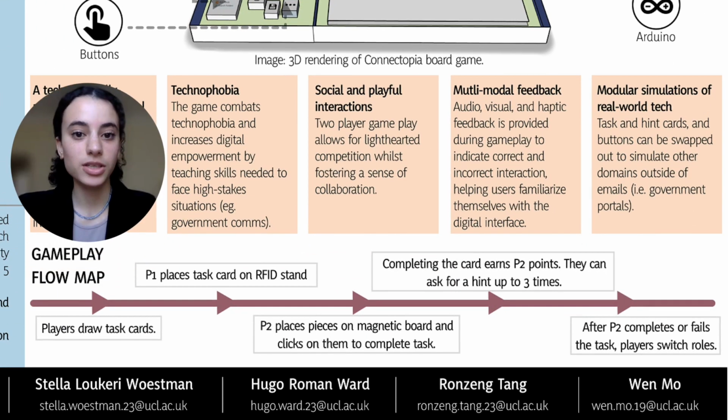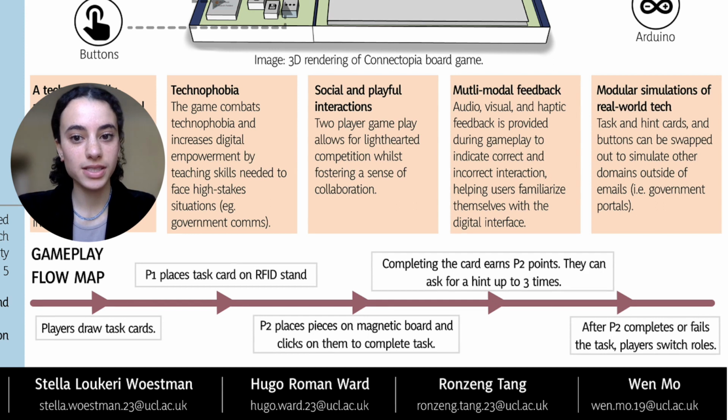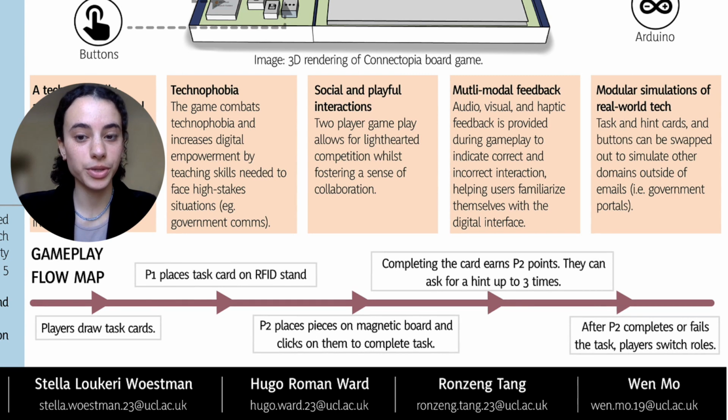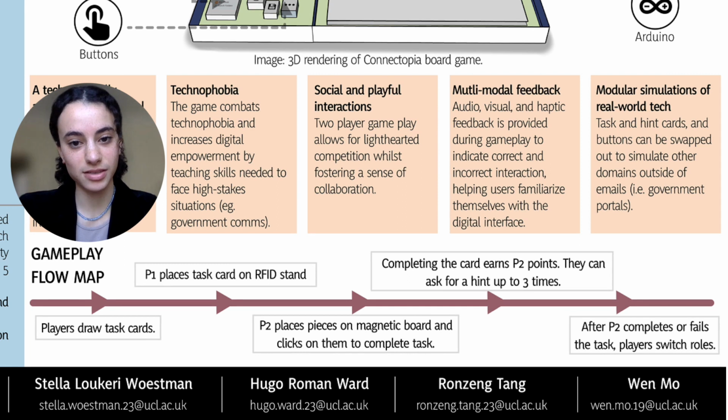To start the game, each of the 2 players draw a task card from the deck. Player 1 places their drawn task card on the RFID stand, asking Player 2 to attempt this task. For example, Player 2 would need to place the physical components on the magnetic board and then click on them to indicate completion of this task.